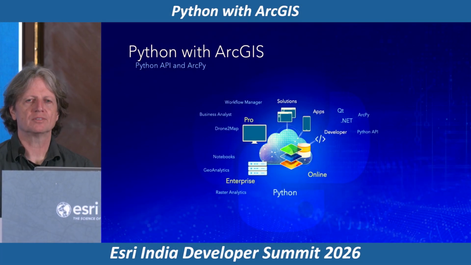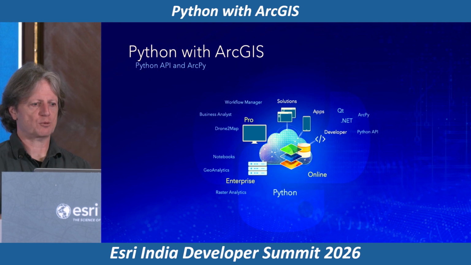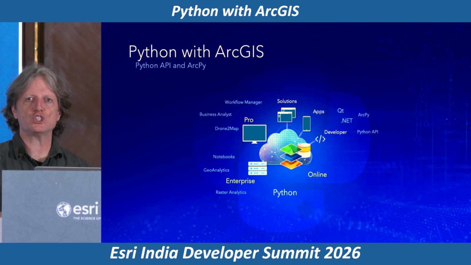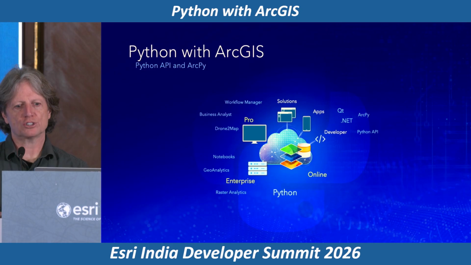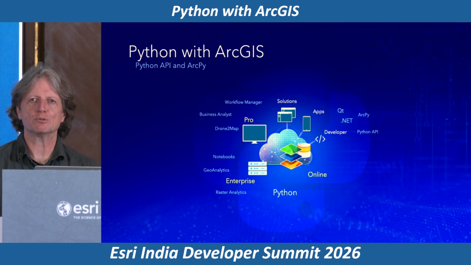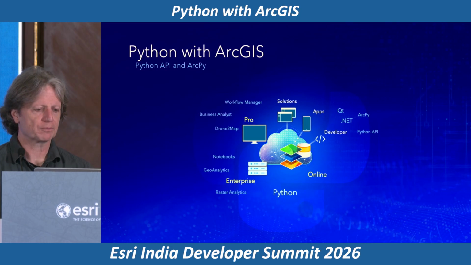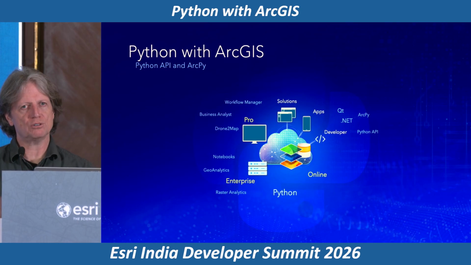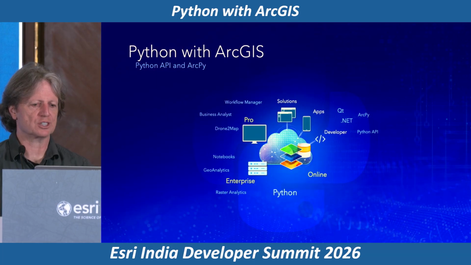Last up is Python. And Python comes in two forms within ArcGIS: the Python API, which is really a Pythonic API onto the WebGIS architecture, and there's ArcPy, which is a Python API onto the tools and capabilities within ArcGIS Enterprise and ArcGIS Pro. And we can see Python being used throughout a variety of ArcGIS applications and experiences.